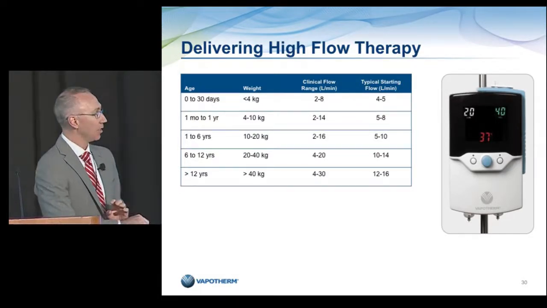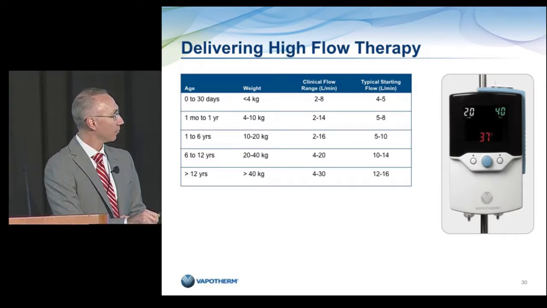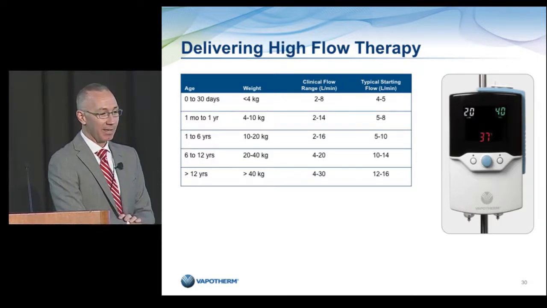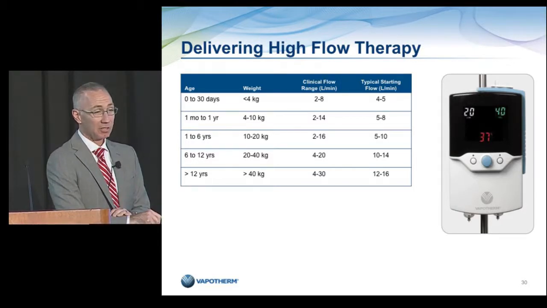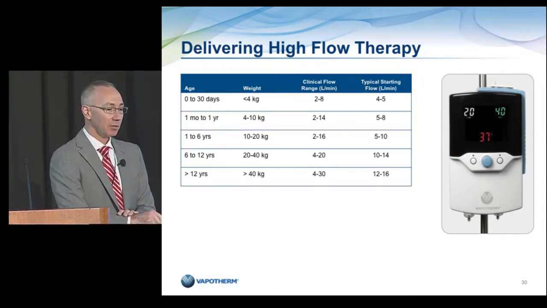So, the neonatal size patients, we generally start at about 4 or 5 liters per minute, and escalate as high as 8 liters per minute if necessary. The 1 month to 1 year, we generally start at about 5 to 8 liters and go as high as 14. 1 to 6 years of age, we usually start at 5 to 10 liters per minute and can go as high as 16.